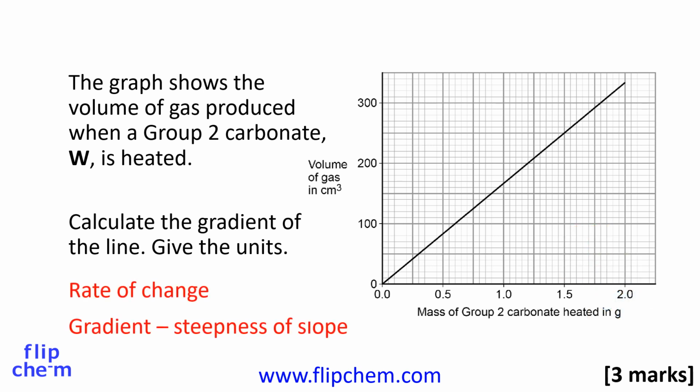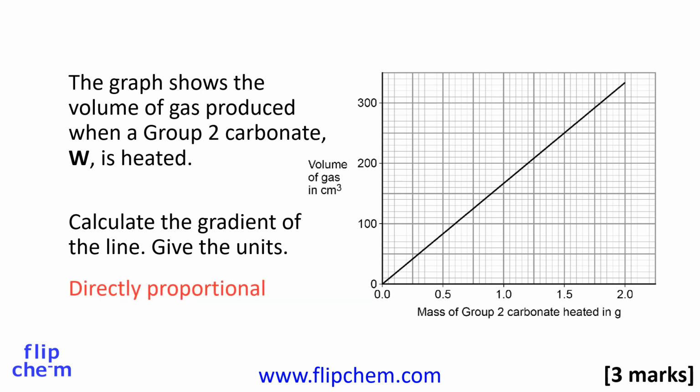The gradient is the steepness of the slope. Gradient shows rate of change, how one variable changes with the other. This is a straight line graph through the origin, 0, 0. We say that the volume of gas produced is directly proportional to the mass of the carbonate.